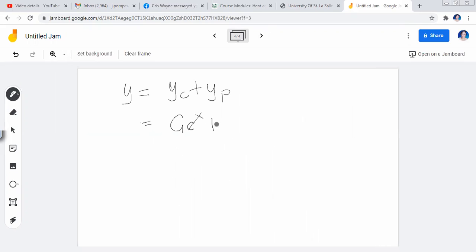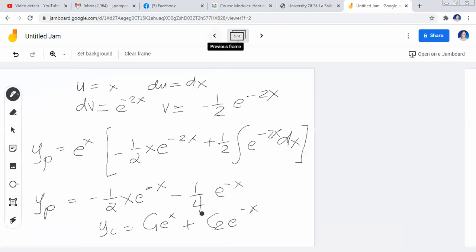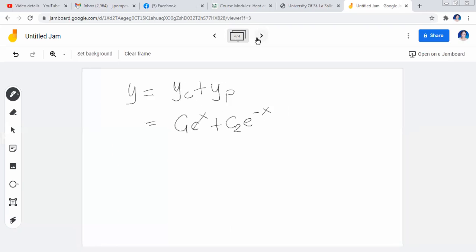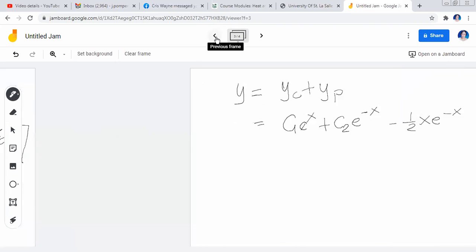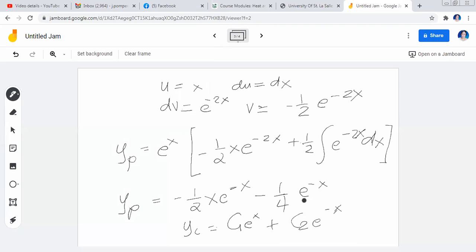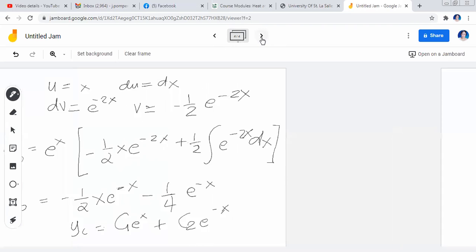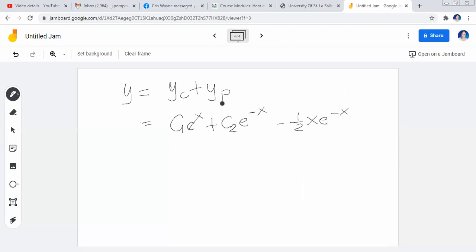Then you have c sub 2 e raised to minus x. Now, for your particular solution, you have this negative 1/2 x e raised to minus x. Now, look closely, class, that your second term is e raised to minus x, negative 1/4. In terms of form, it's comparable to this.